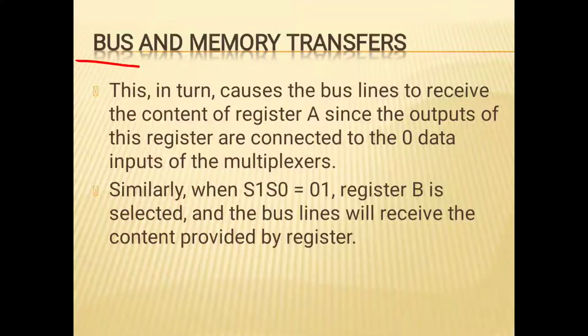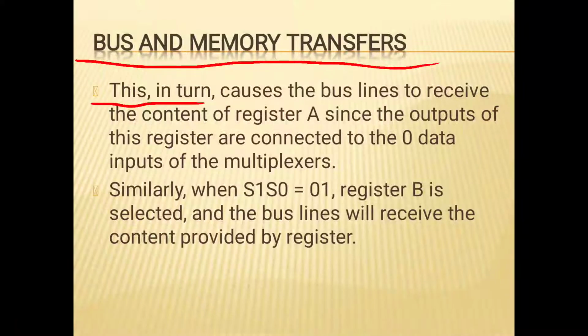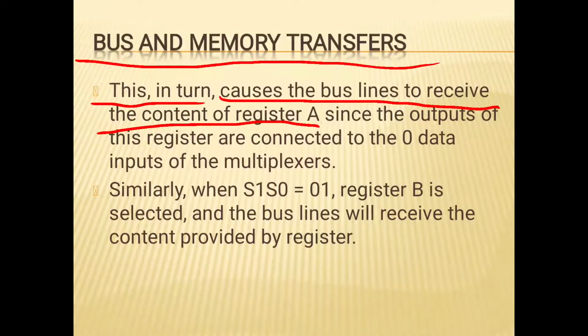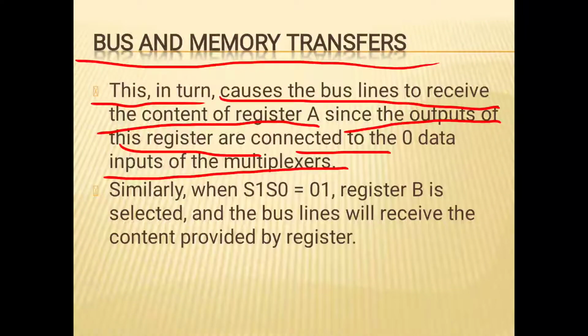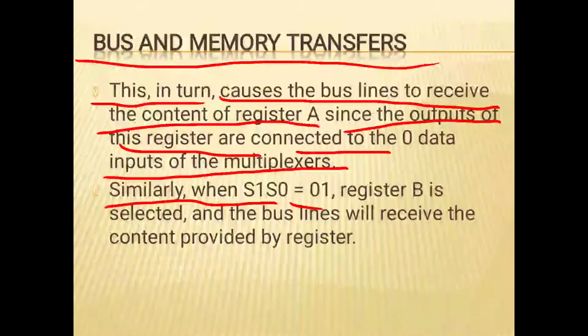Bus and memory transfers. This in turn causes the bus line to receive the content of register A, since the output of this register is connected to the data 0 inputs of the multiplexer. In a similar way, whenever S1 and S0 select the 0, 1 data as input, then register B is selected.